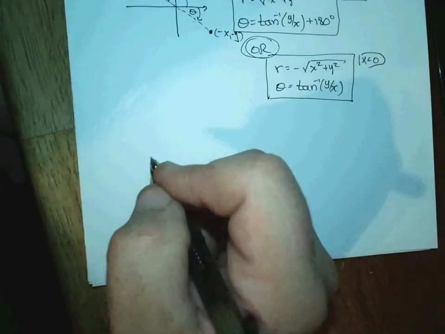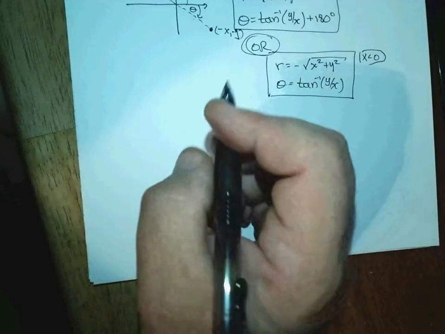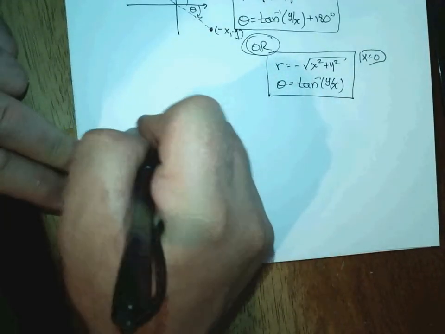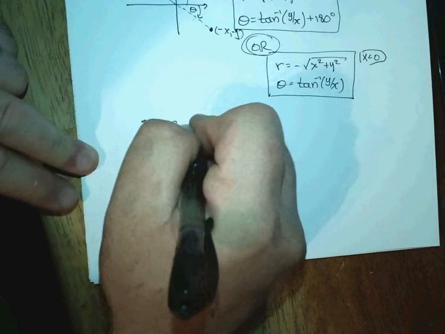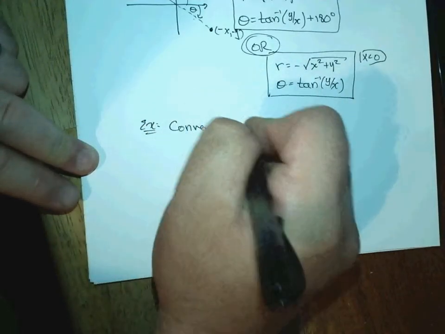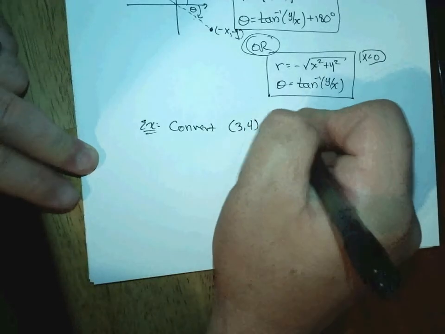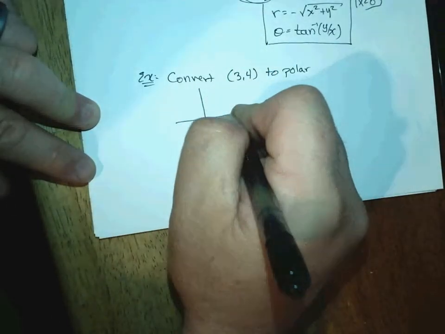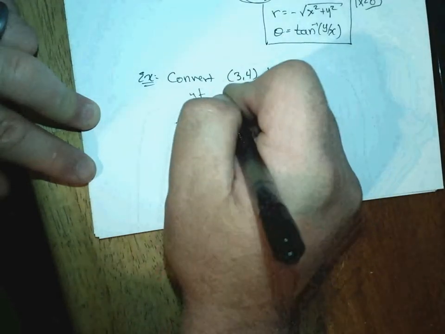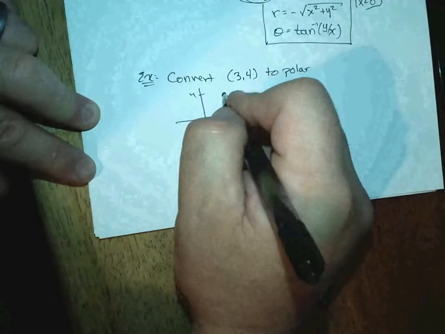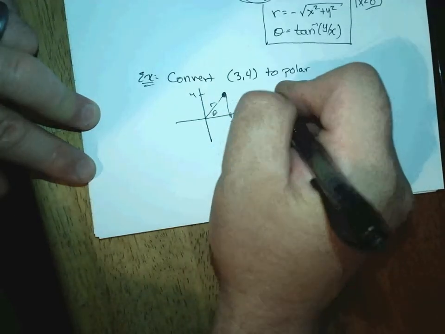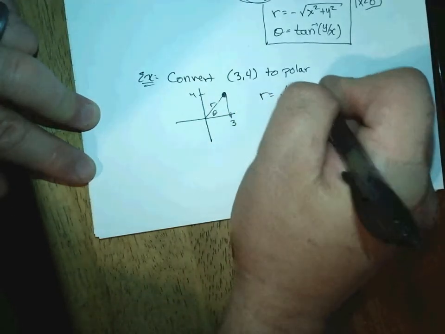Either way works fine for doing the conversion. Okay? All right, so let's take a look at a couple of conversions here. Suppose we want to convert the point 3, 4 to polar. So you go over 3, you go up 4, there's the point I want to convert. I need to find the r, I need to find the theta.